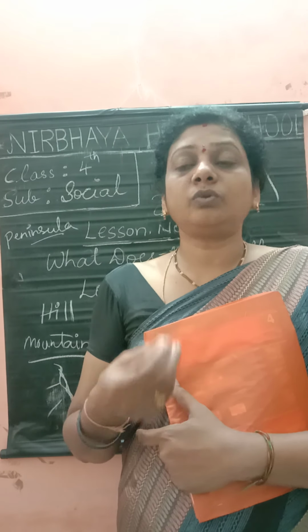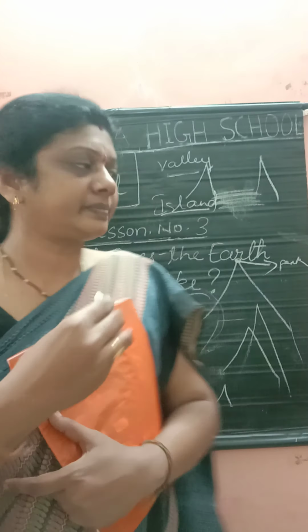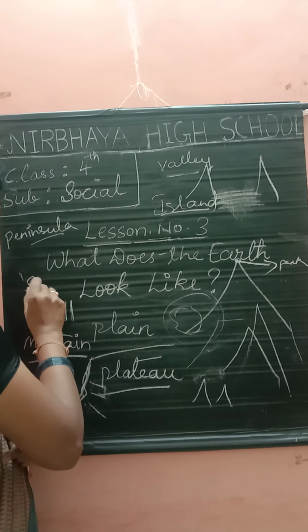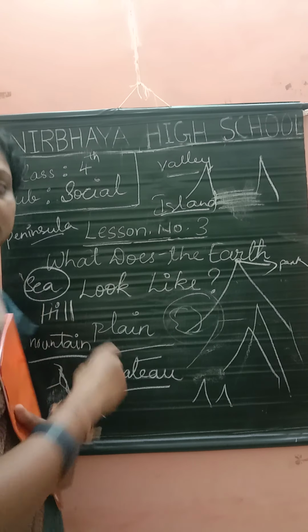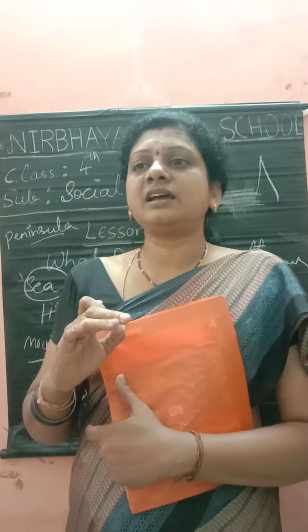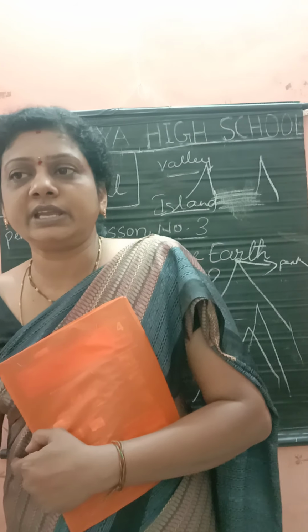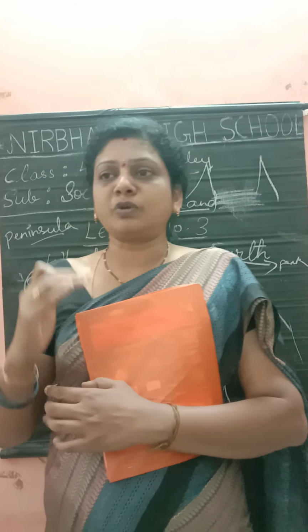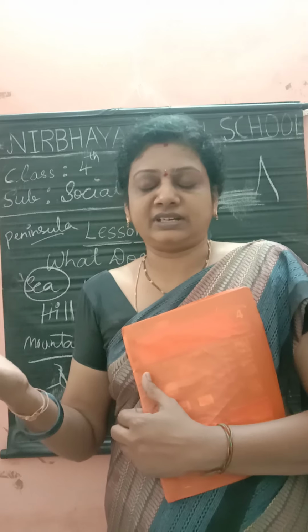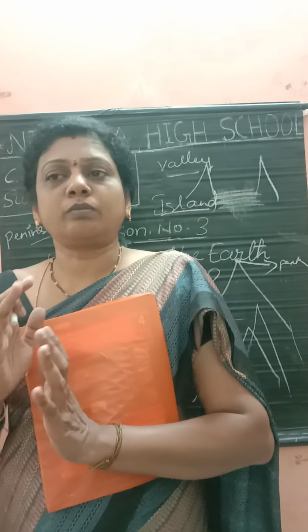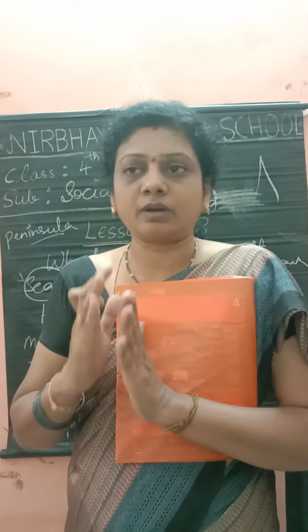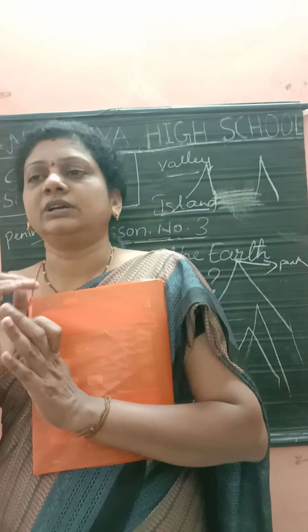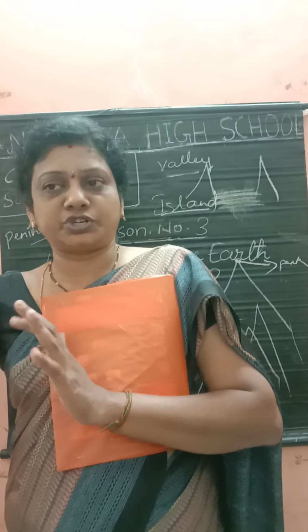The next topic is water bodies. Sea. A sea is a large salt water body, but it is smaller than an ocean. It is a salt water body, but it is smaller than the ocean.